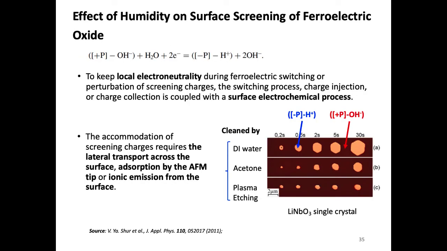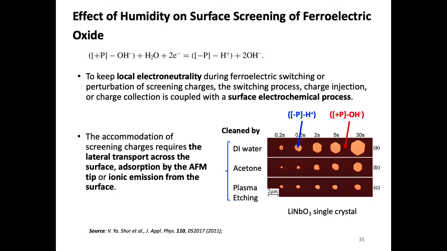Another interesting aspect is that humidity affects the surface screening of ferroelectric oxide. This is a chemical equation where you can see the up polarization ties with OH minus and down polarization ties with proton, and they can be related through this chemical reaction equation, where water added to the positive polarization can reduce the surface and change the polarization to minus polarization.